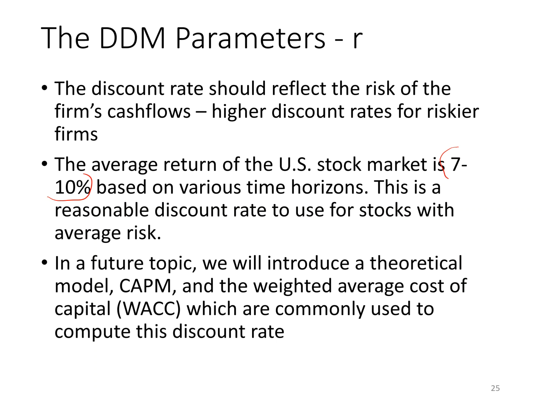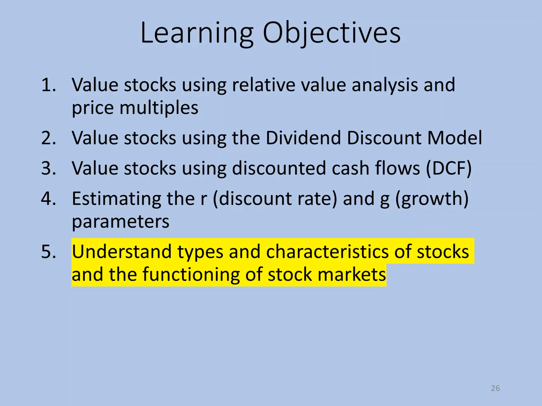Now, in future topics, we're going to actually give you a model to come up with that discount rate. And it's going to rely on two things. One called the weighted average cost of capital. That's basically the cost of raising funds at that company. And the other one is the capital asset pricing model, which is a way of thinking about risk and how to incorporate the risk into coming up with an expected return of a stock or a discount rate. So in this topic, we just talked about the important factors of the discount rate and growth parameters in valuing stocks.